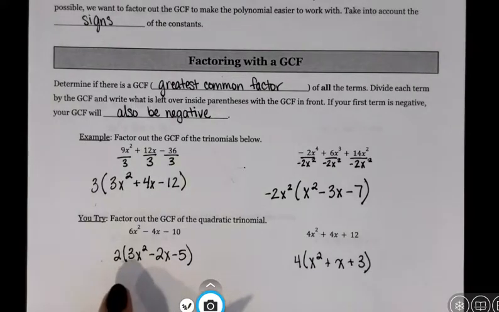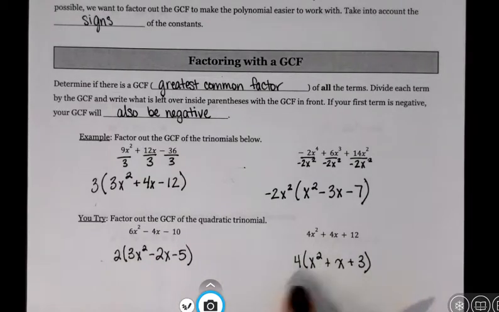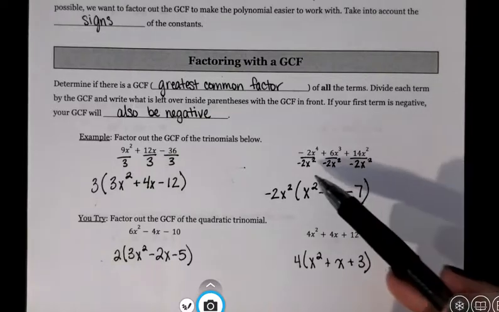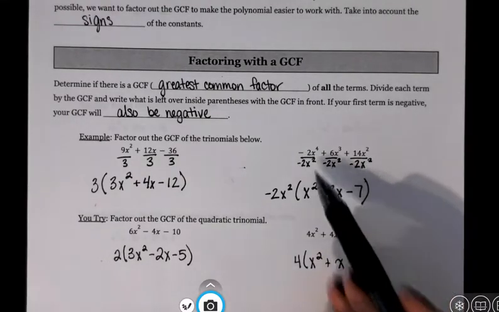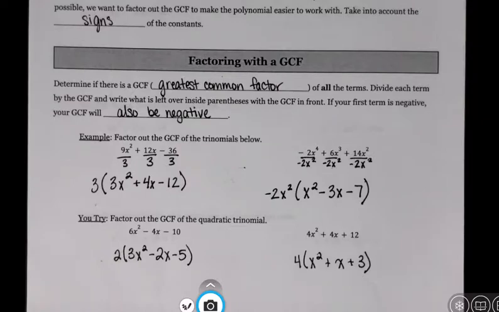So I got a GCF of positive 2 for this one, and this is what I have left over when I divide each term by 2. I got a GCF of 4 for this one, and this is what I have left when I divide each term by 4. You'll notice I didn't actually write what I'm dividing under each term because for me, I don't need to. If you still need to do this, that's great. Do that every time. If you don't need to do it, that's fine too.